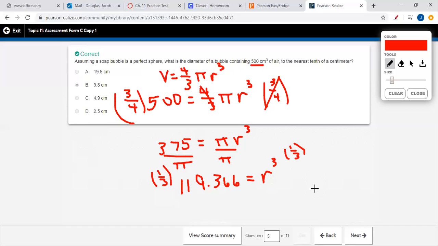But if I take 119.366 and raise that to a power of 1/3, you're going to get 4.924.